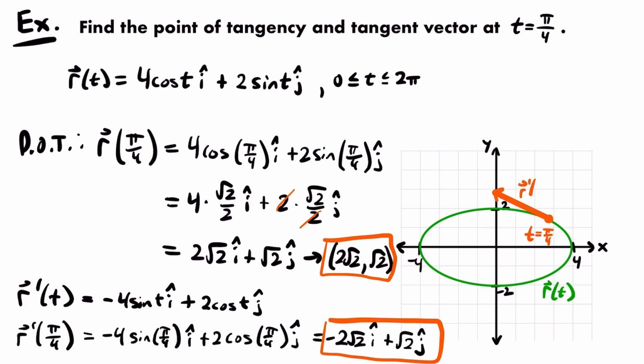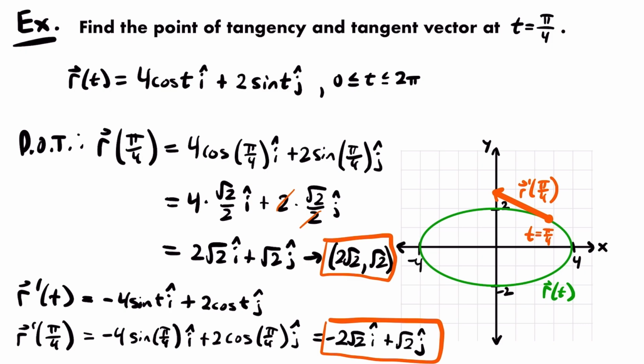That would be r prime of pi divided by 4, and you can clearly see that this vector is tangent to that point along this ellipse. Whatever the slope would be at that point along this curve, this tangent vector takes that slope and extends it. Okay, and the tangent vector is pointing in this direction, so we know that the orientation of this ellipse would be in this direction. All right, the tangent vector always gives you the orientation of the curve represented by your vector function.